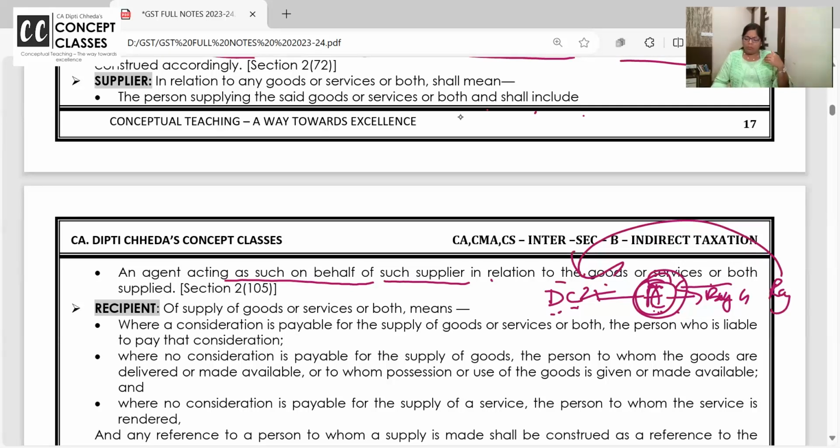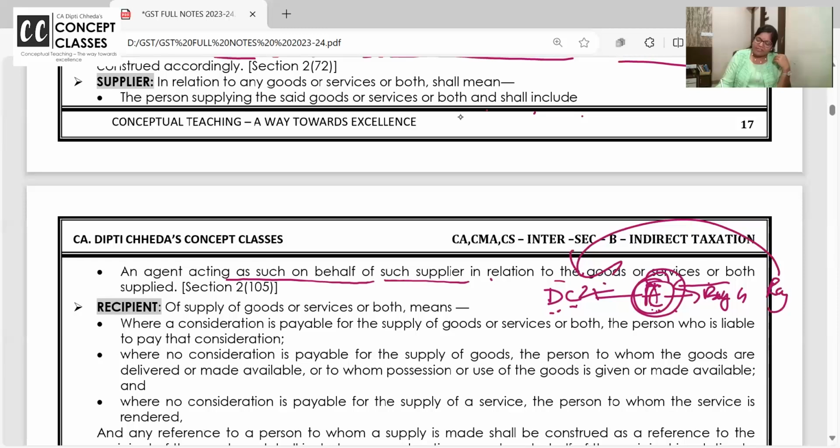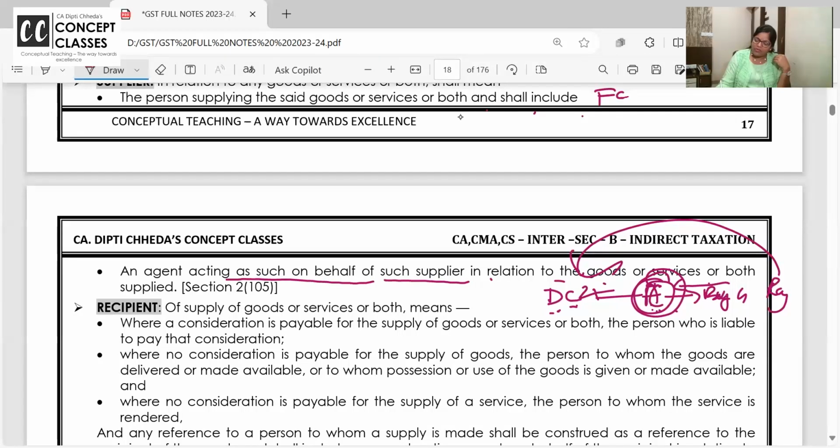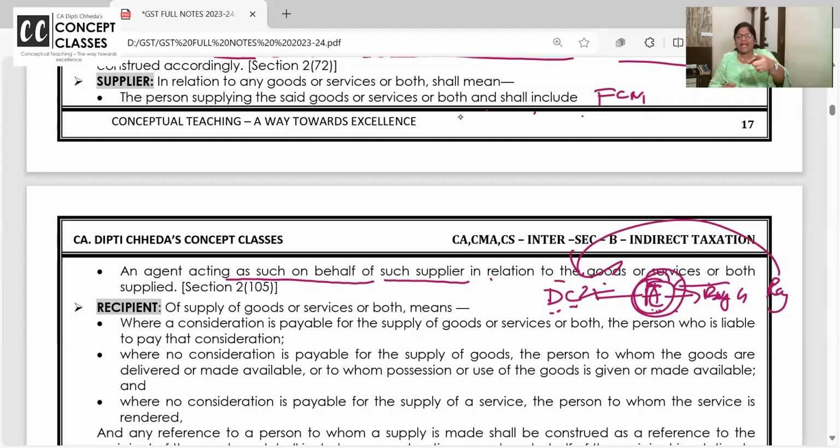And why this is important is RCM and FCM. What is FCM? Forward charge mechanism. Who pays the tax? In forward charge, the supplier. The supplier has supplied goods and services to the buyer. Buyer, pay me the tax, I'll pay to the government. So who is paying the GST to the government in forward charge mechanism? The supplier. But suppose the supplier is giving services to a recipient.